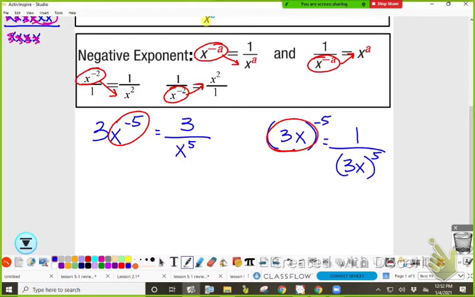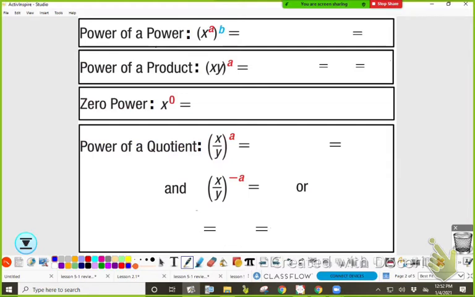Now, this simplifies further, and I'm going to come back to that in a second once we go over that property. The power of a power. When you have an exponent raised to another exponent, when you have two exponents sitting right beside each other, you multiply them. X raised to the a times b. Fill this in on your notes. You should not be on your computer.